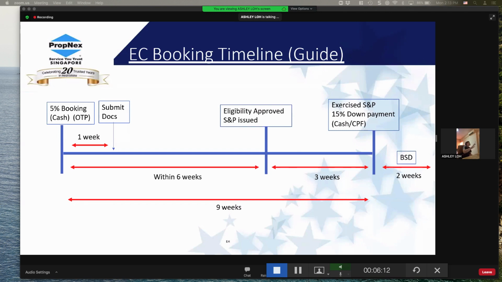Generally for private it's about 8 weeks. EC is up to 9 weeks, or maybe sometimes if HDB is slow, even more than 9 weeks. Or it can be very fast, maybe up to 6 weeks itself for the approval from HDB, depending.